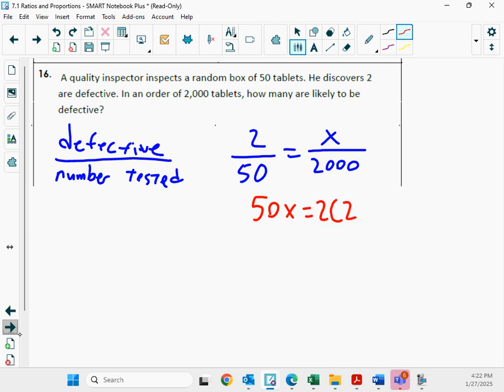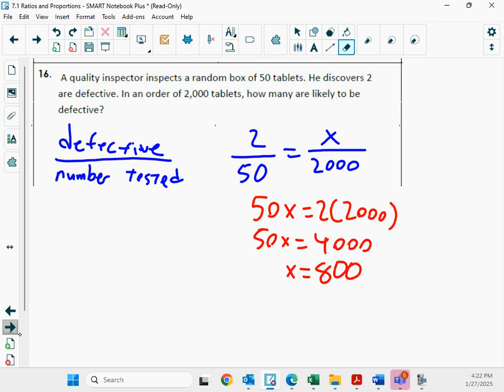50x equals 2 times 2,000. 50x equals 4,000. And so I get x equals, I believe it's 80, but let me double check that. 800. So we would be likely to see 800 defective tablets. That can't be right. It is 80. So we would expect if we tested 2,000 tablets, 80 of them would have a problem.